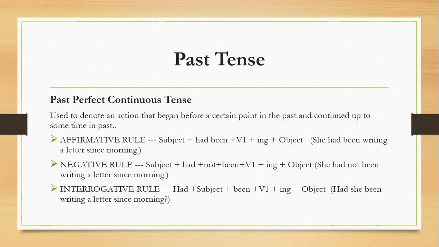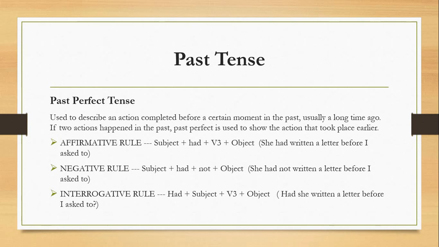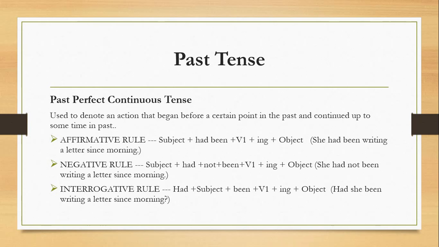Negative: subject plus had plus not plus been plus V1 plus ing plus object. She had not been writing a letter since morning. Do remember we have to use only had in past tense. Then comes interrogative: had plus subject plus been plus V1 plus ing plus object. Had she been writing a letter since morning? So do remember, in past perfect we use had, and in past perfect continuous tense also we use had. Don't forget. And past perfect continuous tense is not much in use these days.